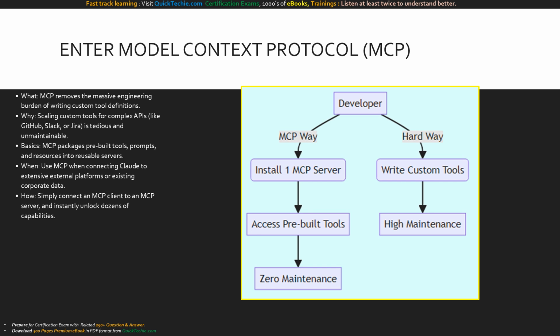This flowchart contrasts the old way with the MCP way. On the top path, the developer chooses the hard way, manually writing custom tools for an API, leading to a high-maintenance nightmare. On the bottom path, the developer uses the MCP way, simply installing one MCP server. That single installation instantly unlocks a suite of pre-built, standardized tools, resulting in zero maintenance for the developer. MCP is all about efficiency and standardization.